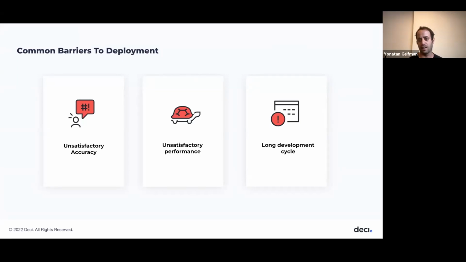And the last component that is related to both these aspects is the long development cycle, where we work on iterating on the model and the data and improving the accuracy, and then we want to deploy. So we have to work on the inference performance of those models, and all of this takes a lot of time in order to get a project to complete and get a model to production.